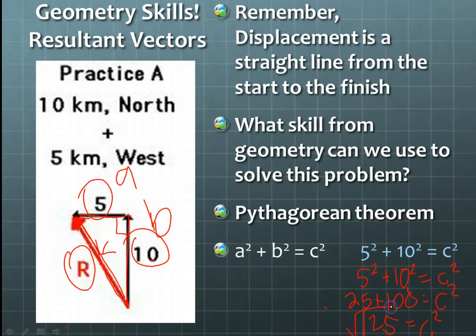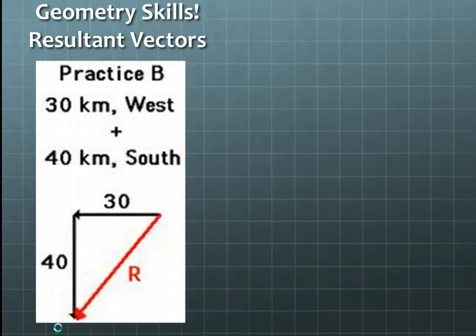And if you do it on your calculator, you'll see that you have to do square root, right? Square root of 125 is like 11 something. It's about 11 kilometers. And then direction, right? It's northwest. And you can write northwest as NW if you want to. Okay. That's a little tricky. Let's try another.